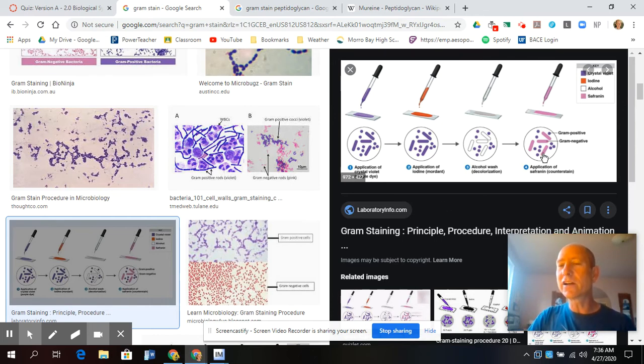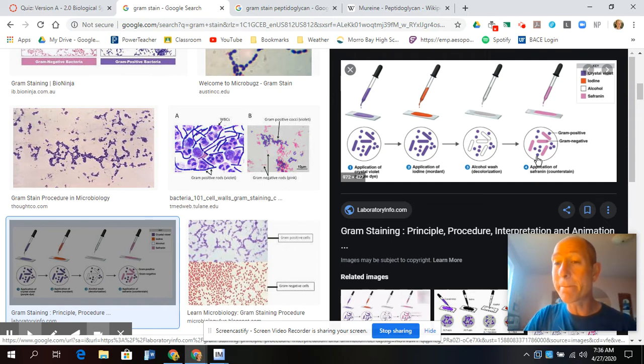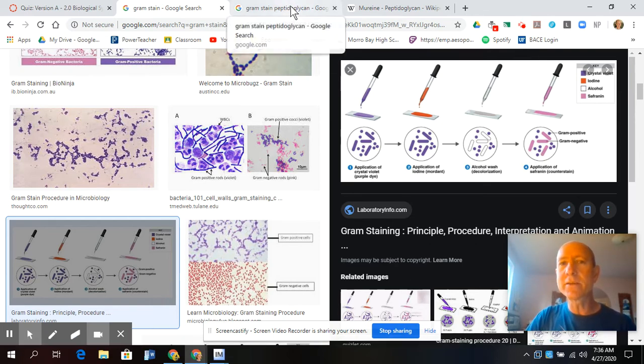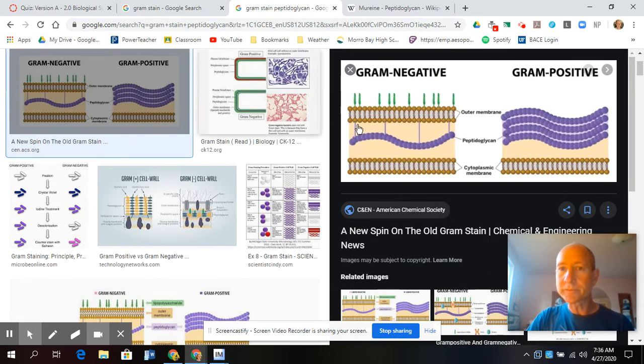So then you can look, and the cells that took up the crystal violet are called gram positive. Positive means yes, they took it up. And the cells that didn't take it up are called gram negative. And the reason some cells take it up and some cells don't is because the structure of different bacterial cells is different.